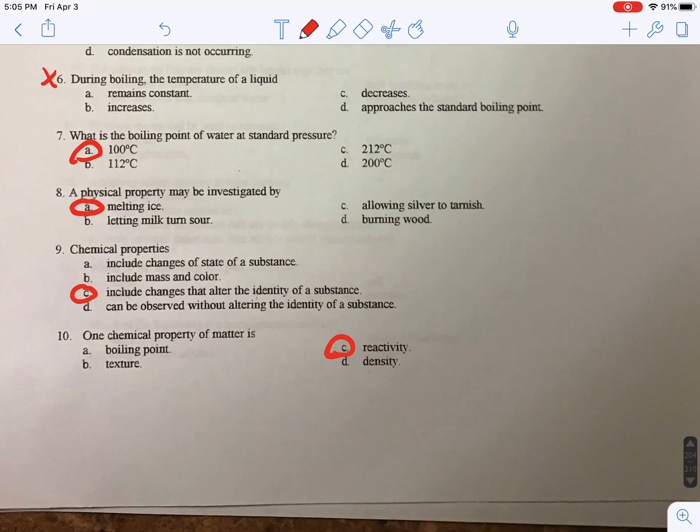Number 9, chemical properties include changes in state. Well, not necessarily. Physical can be changes in state as well. Include mass and color. No, mass is a physical property. Color can be a chemical property. C, include changes that alter the identity of the substance. That is the big thing in a chemical process, is that we're changing reactants into new materials called products. And D, can be observed without altering the identity of the substance. No, by definition, chemical process means you're changing the identity of the substances.